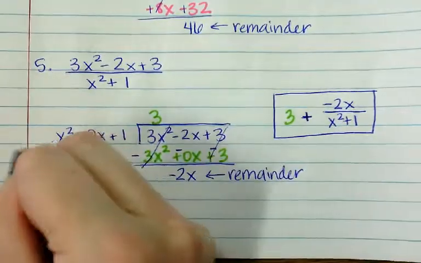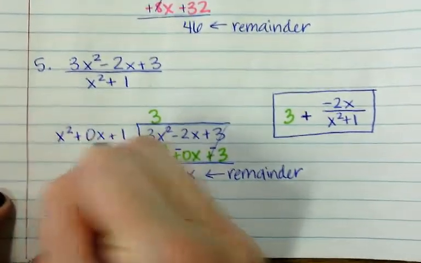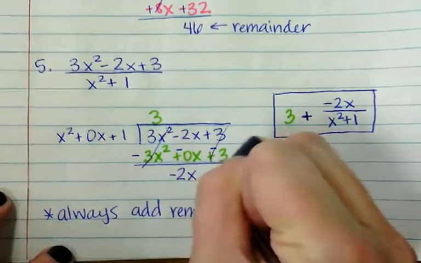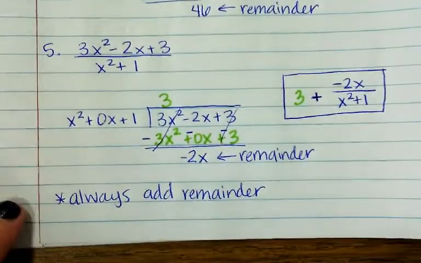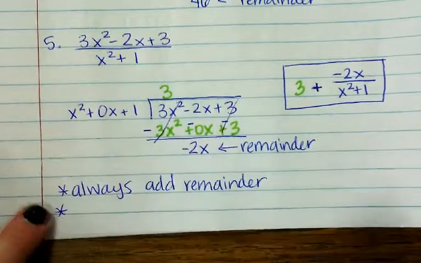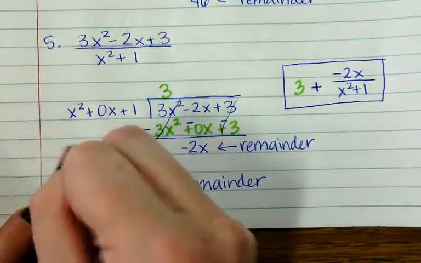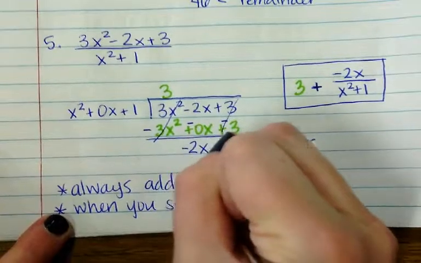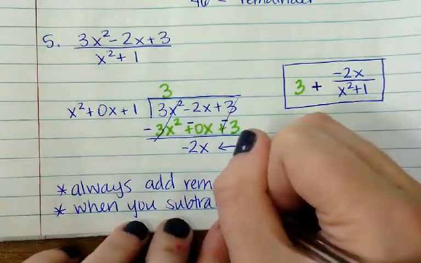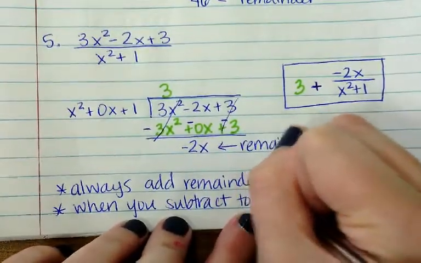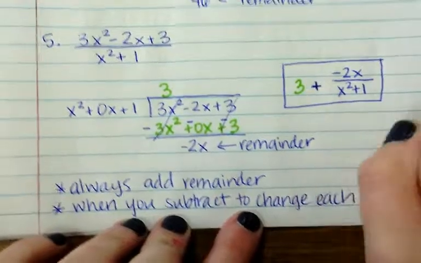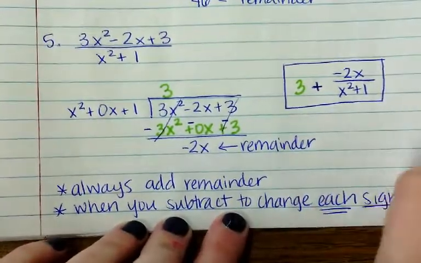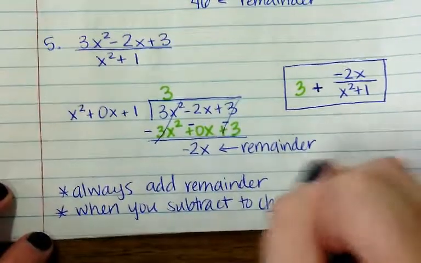So if you need to put those little reminders, always add the remainder. So you always add the remainder, and when you subtract, remember to change each sign. Okay? That's super, super important. Okay? So when you subtract, remember to change each sign. All right, y'all? So I know it was a little bit longer today.